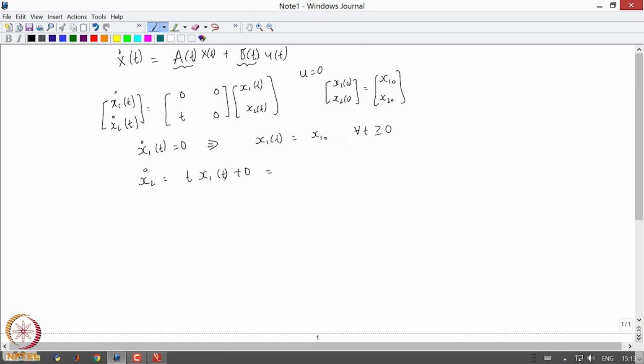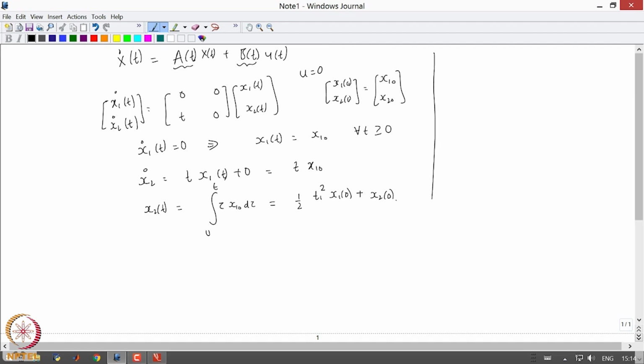Now what is x1(t)? x1(t) is simply this for all times, so t times x1(0). Now x2 of t would just be the integral of this, so the integral from 0 to t of tau x1(0) d tau, and this will be equal to half t square x1(0) plus x2(0).